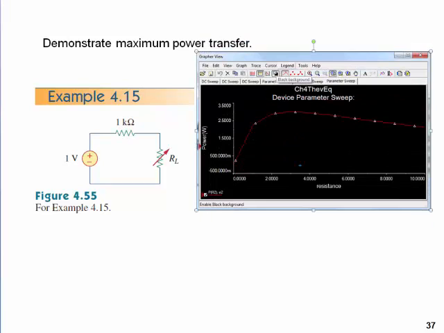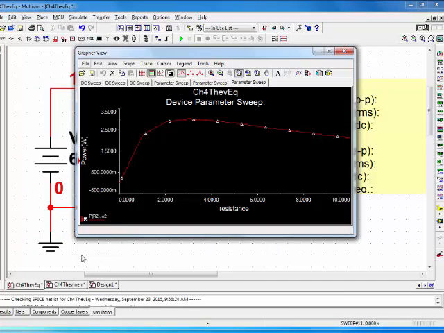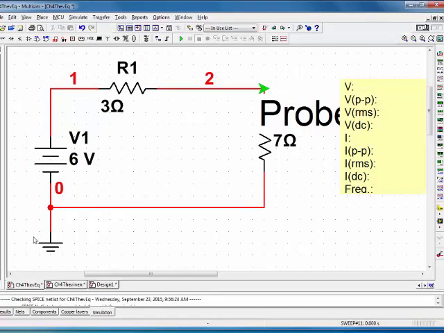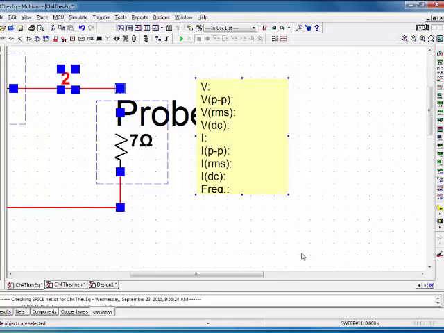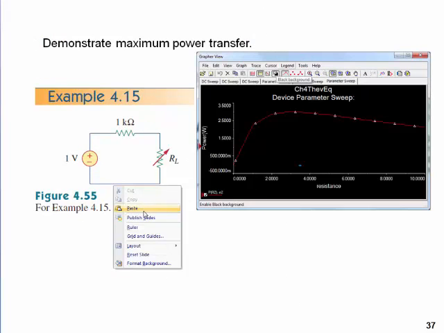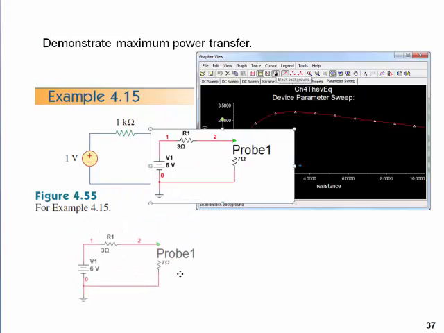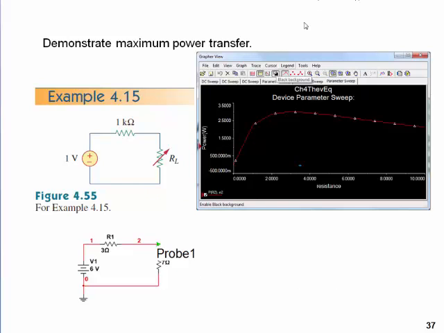Actually, let me show you a few other things. I can also copy and paste these circuits, which is kind of convenient for when you turn in your homework. So there's my circuit in Multisim, and the analysis that I used for the simulation, we're going to use the parameter sweep.